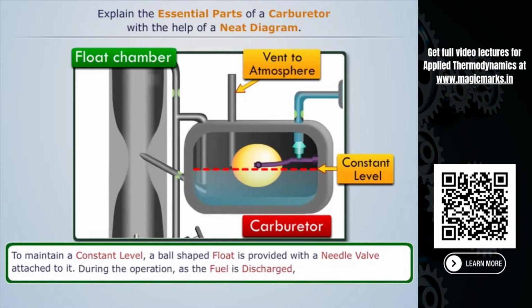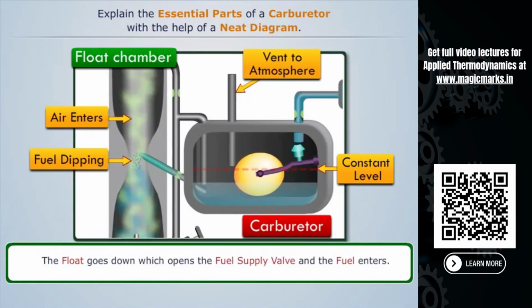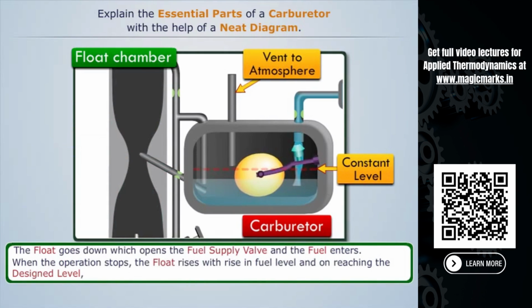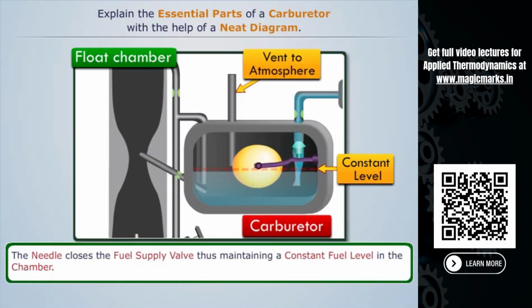During the operation, as the fuel is discharged, the float goes down, which opens the fuel supply valve and the fuel enters. When the operation stops, the float rises with the rise in the fuel level, and on reaching the designed level, the needle valve closes the fuel supply valve, thus maintaining a constant fuel level in the chamber.